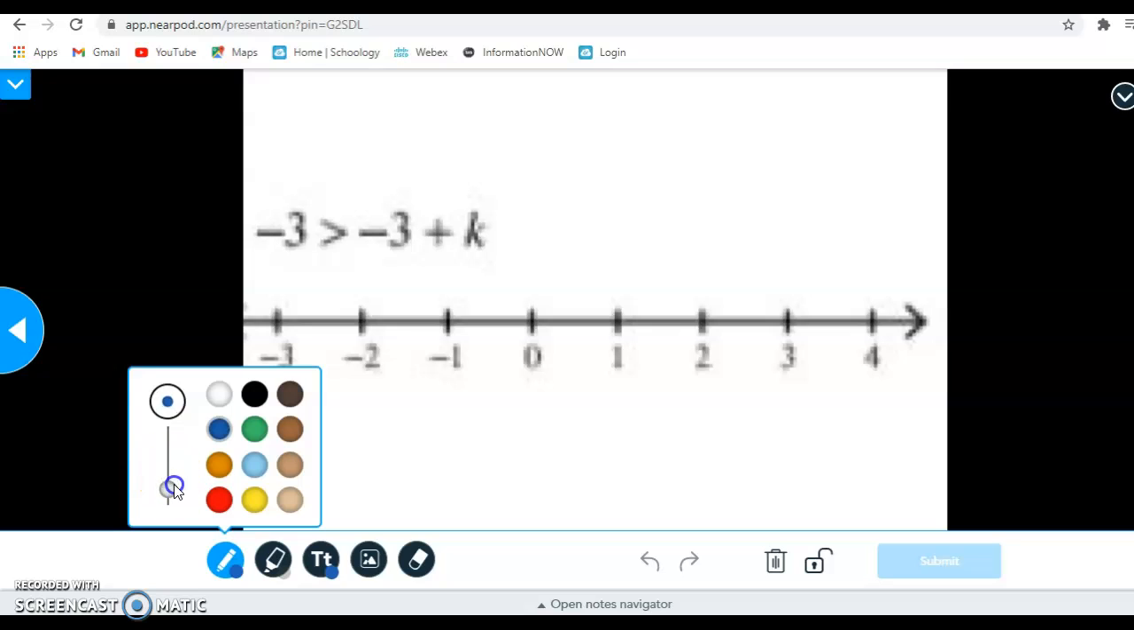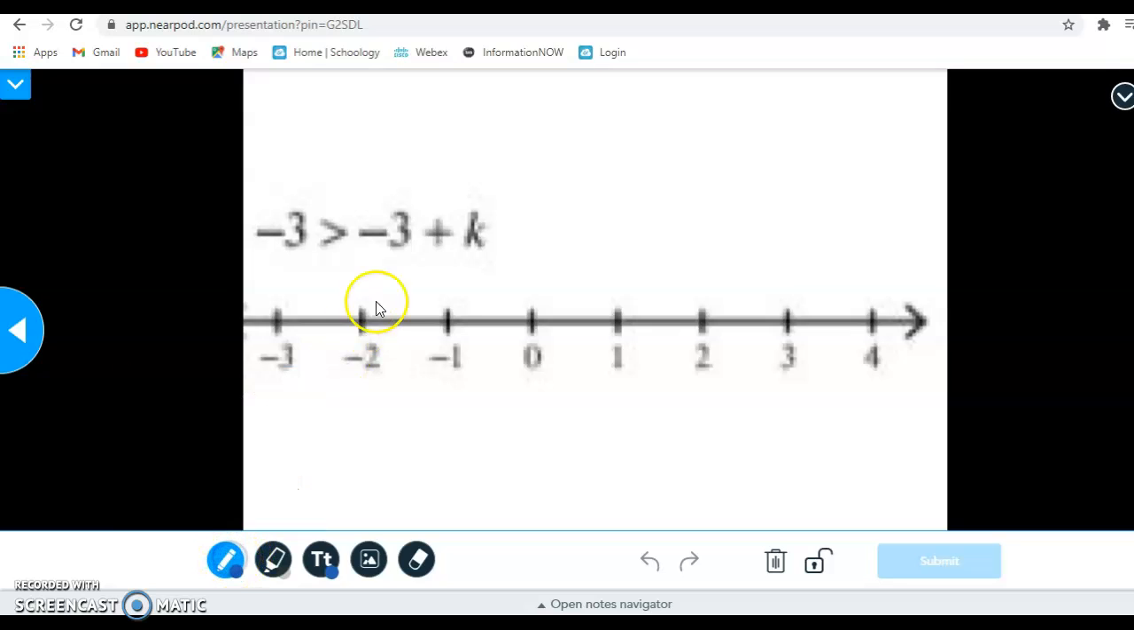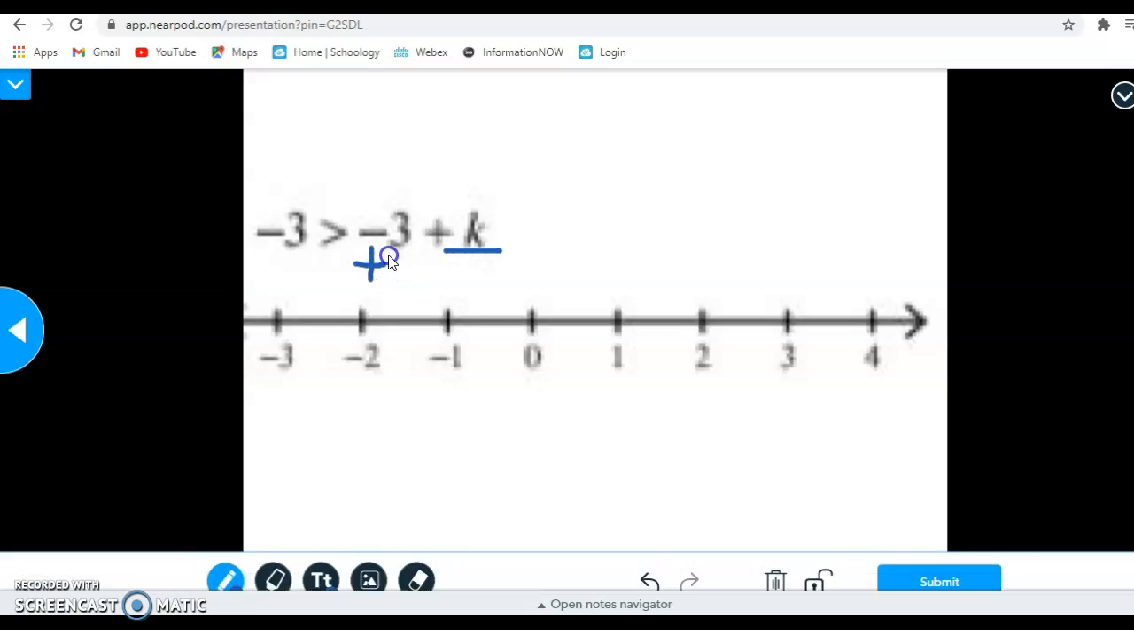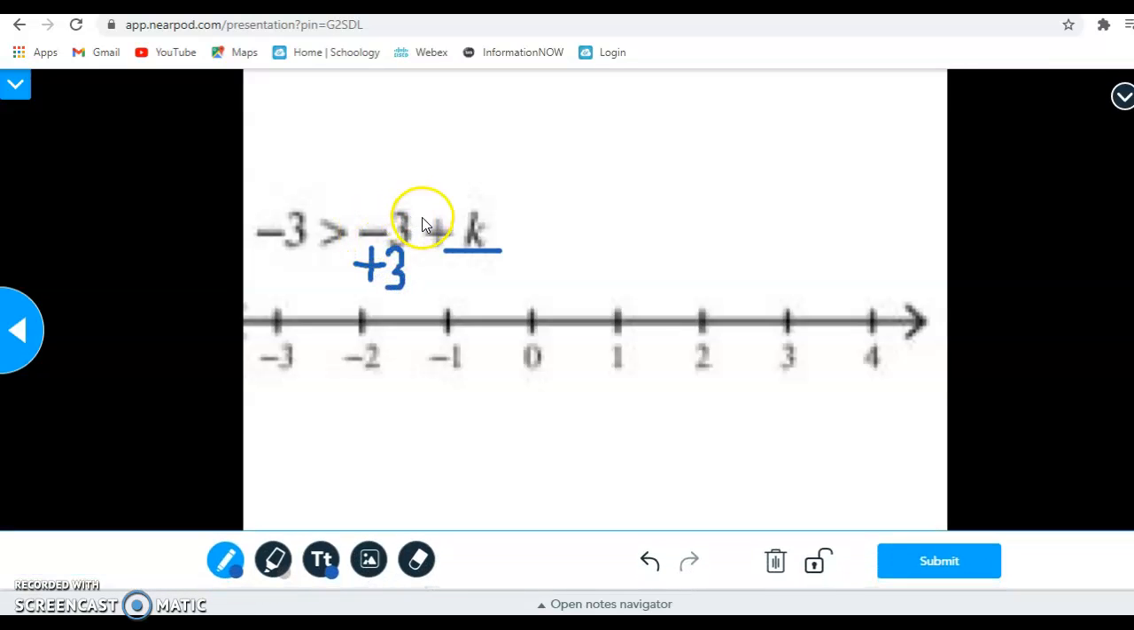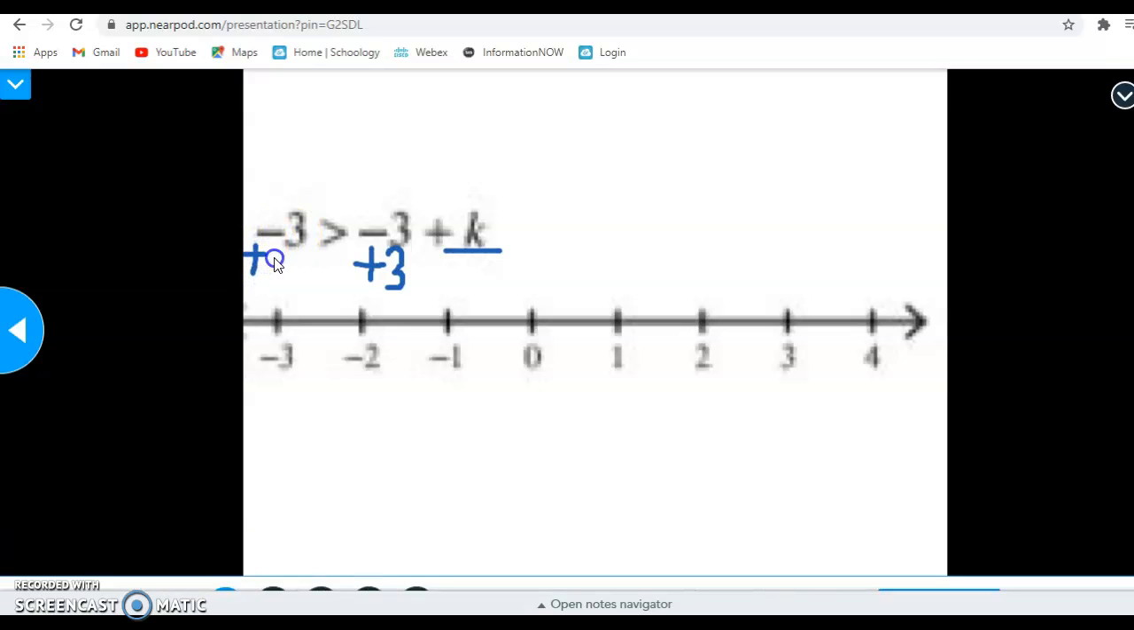All right, so let's look at this problem. And just like we would do in a regular one-step equation, we're going to do the same thing in this inequality. Look at it. Are we multiplying or dividing anything? No. We're adding or subtracting. So here, in order to get rid of this -3 so that k can be the only thing on the side of this inequality by itself, we must add 3 to both sides. Since this is a -3, we're going to do the opposite. We're going to add 3 to both sides, okay?